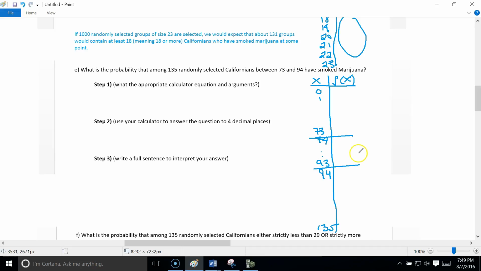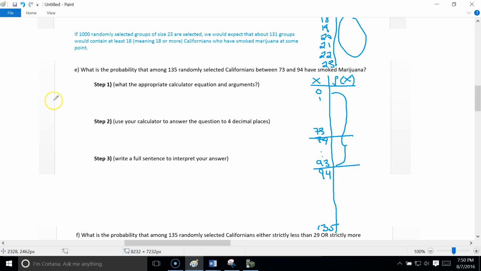Okay, so how can we find these? Well, we can find all the values from 0 up through and including 93. That would be the values starting there and going all the way up to 93 by binomial CDF. And then, because we don't want these numbers here, we're going to subtract off the unwanted ones. Okay, so that's the game plan.